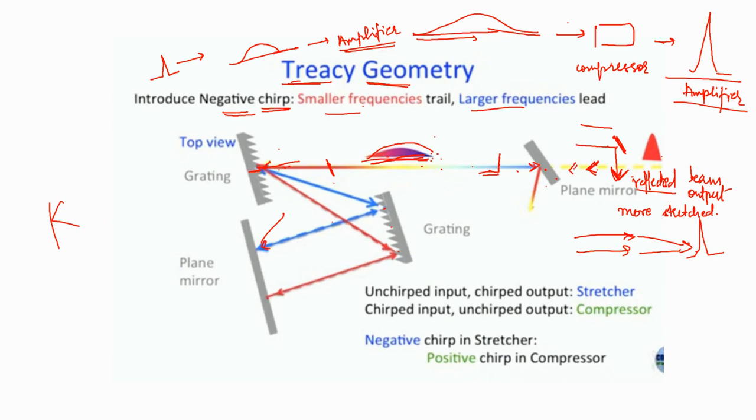The point to remember is that if you pass the input as an unchirped beam through this entire geometry, you will see that the output beam is a chirped one. When the output is chirped and the input is unchirped, it works as a stretcher. For the same type of arrangement, if the input is chirped and the output is unchirped, then it acts as a compressor.